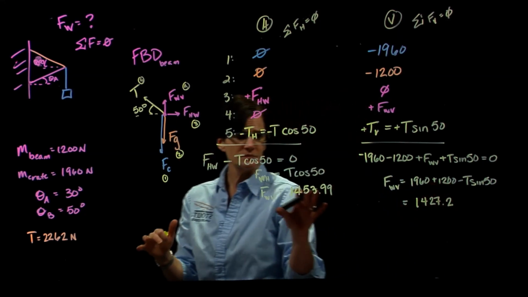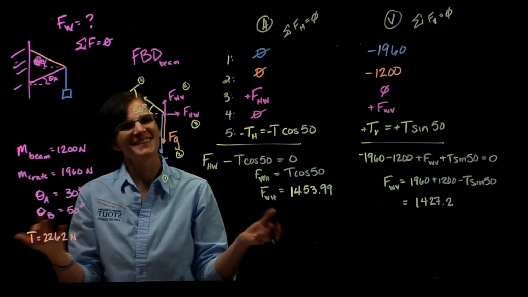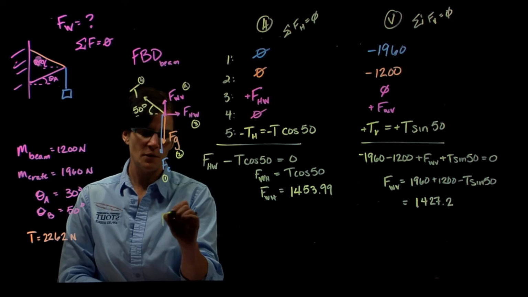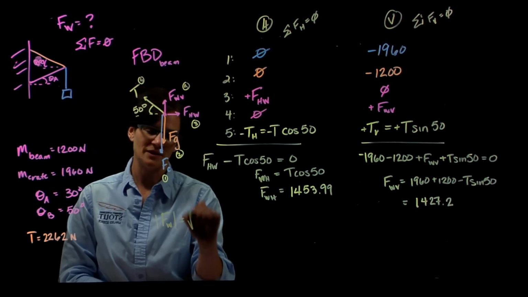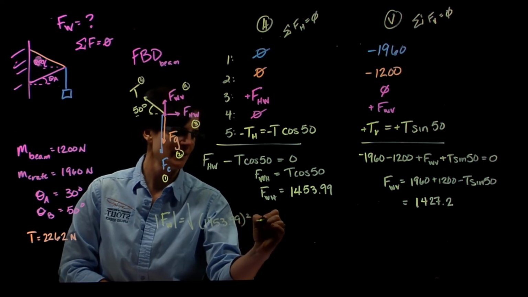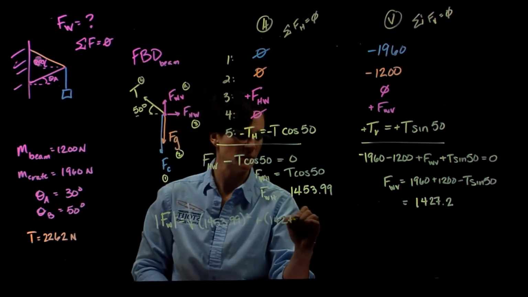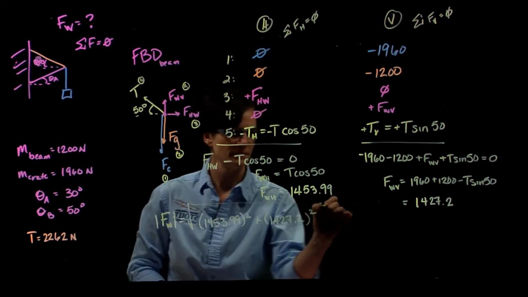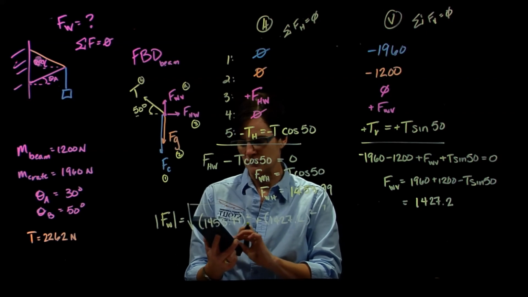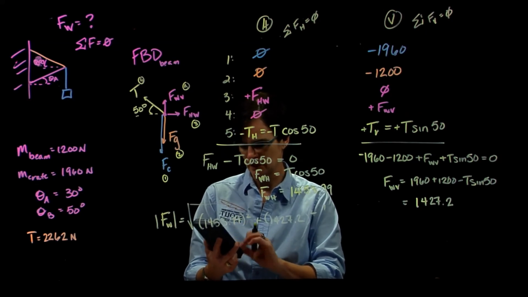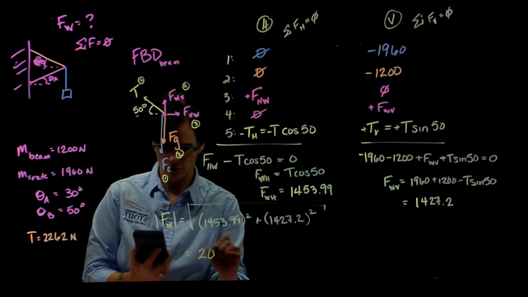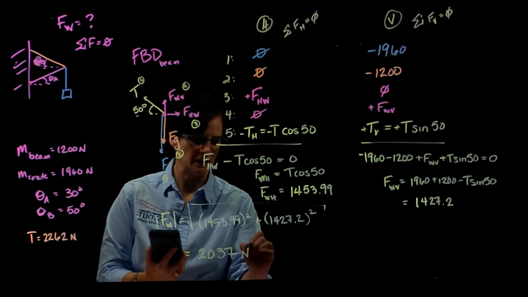So how do I get the force of the wall? Well, this is that algebraic stuff again, the vector algebra. So the force of the wall is going to be the square root of 1453.99 squared plus 1427.2 squared. So the magnitude then, square that, plus 1453.99 squared, then the square root, I get a magnitude of 2,037 newtons.